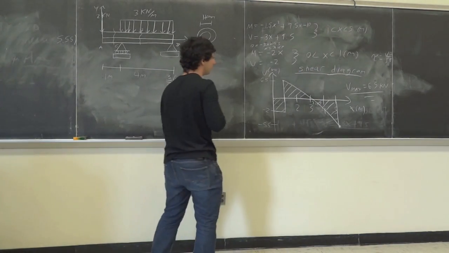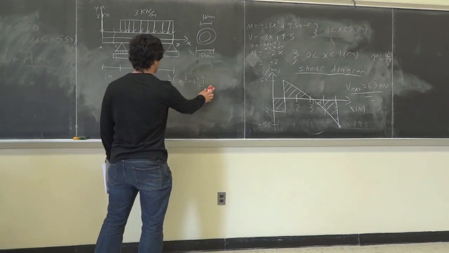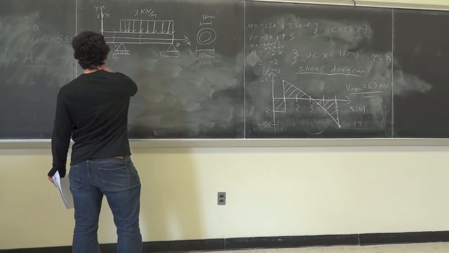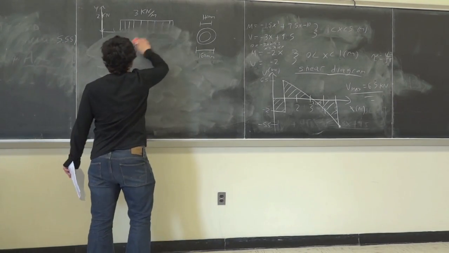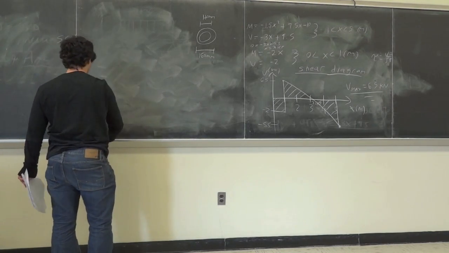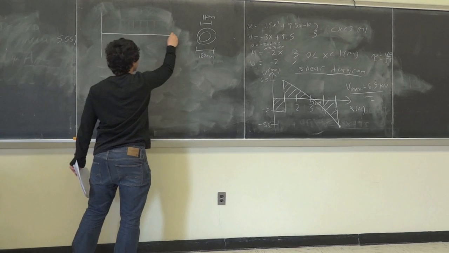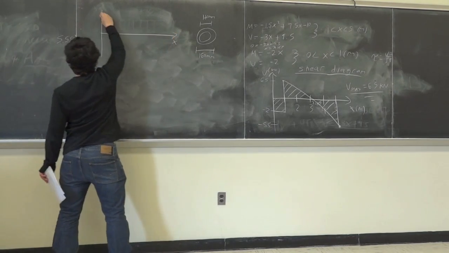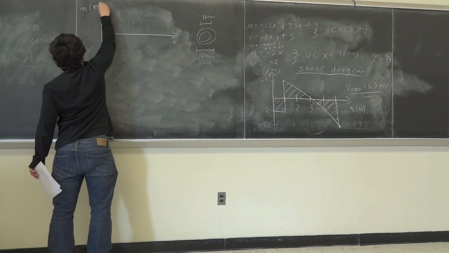All right, so now we want to draw the bending moment diagram. So I can erase this for now. We don't need it anymore. This is X, this is M, and M is kilonewton times a meter.